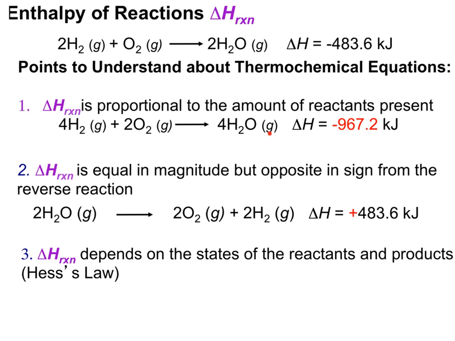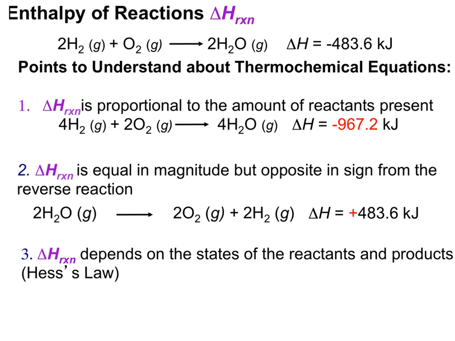If we look at this first example here, we're basing our comparisons below on this initial equation. Notice this equation: 2 moles of H2 plus a mole of oxygen give you 2 moles of H2O. The enthalpy of that thermochemical equation corresponds to negative 483.6 kilojoules. Now, what I want you to notice is that we've multiplied all of this equation through by 2. So the delta H of this thermochemical equation is going to be double the original amount because we've doubled the quantity of reactants present.